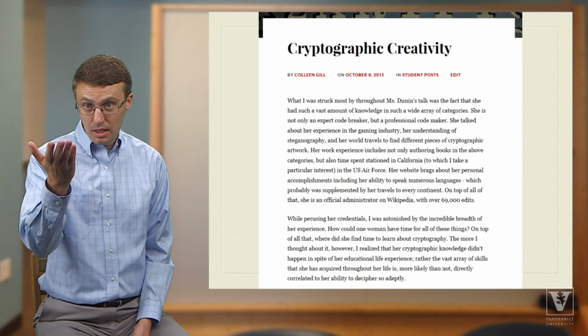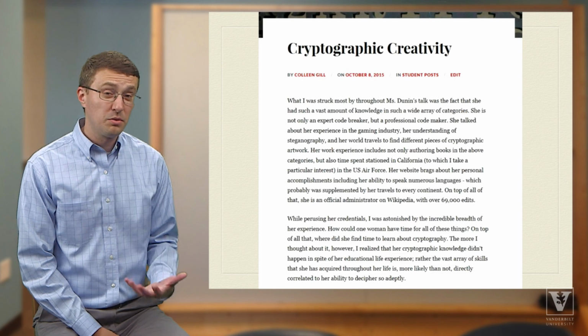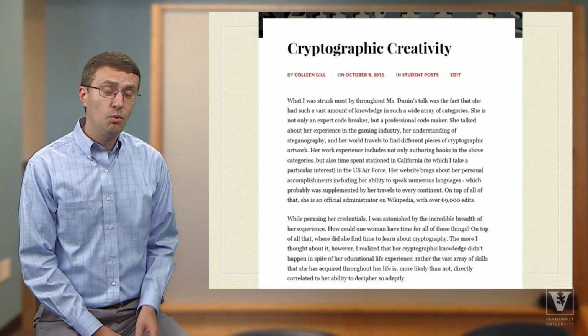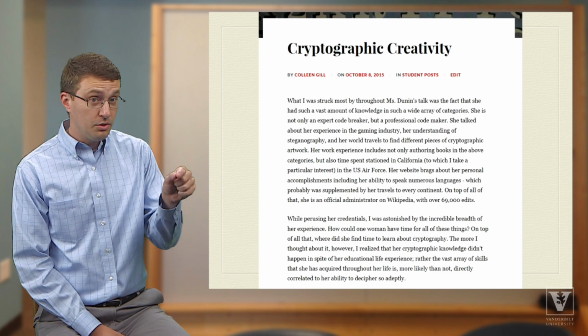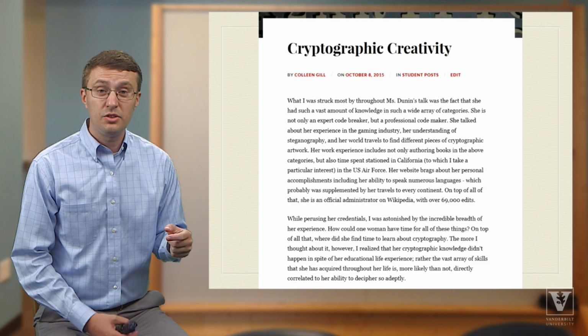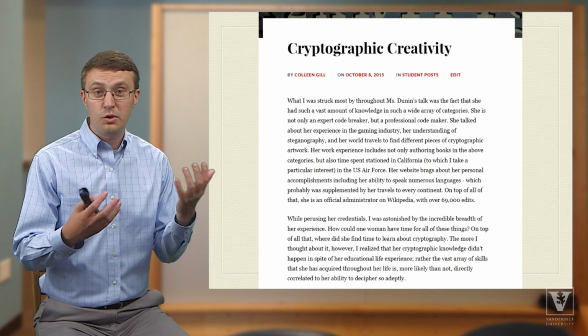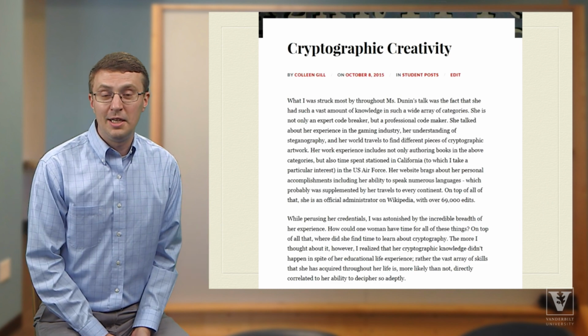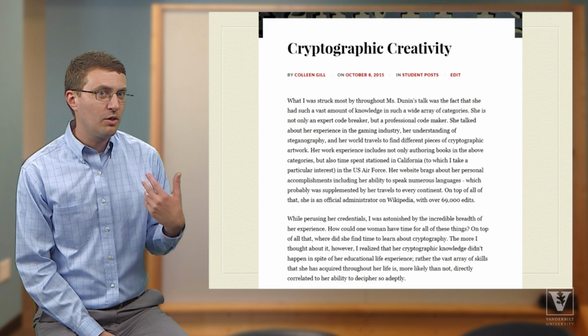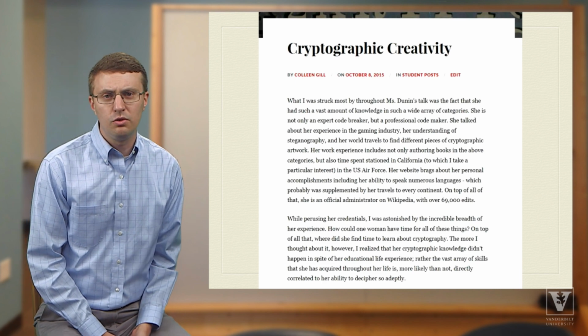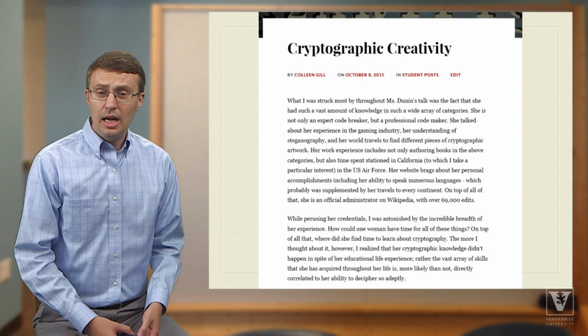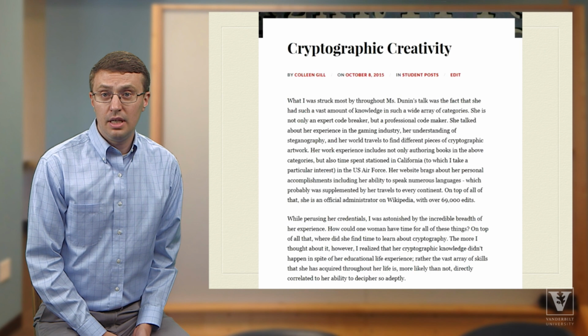Now, one of my students, Colleen, as you can see here, wrote what I thought was a really compelling essay making the argument that one of the reasons that Ilanka Dunin is good at cryptography is that she's a bit of a polymath. She has a lot of different interests, a very diverse professional background, and that makes her a better code breaker. It allows her to be creative in some really useful ways. And so I thought this was a really interesting essay.